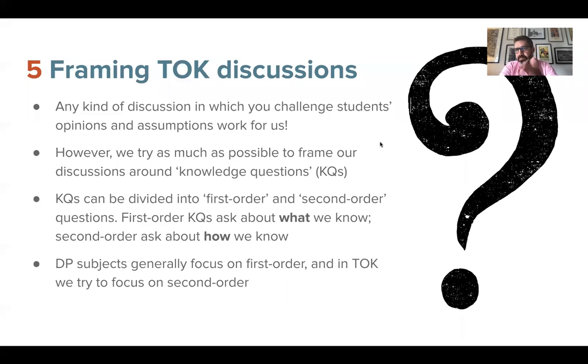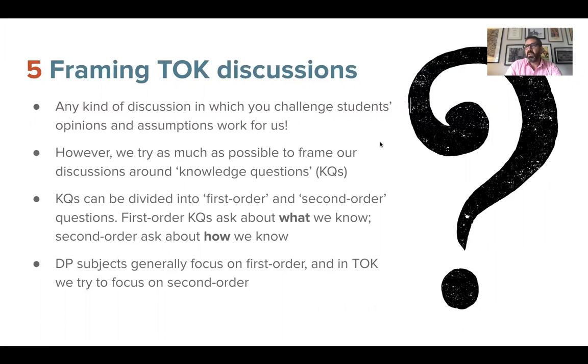So how do we do it? How do we frame our talk discussions? We try to do it in TOK by asking questions about the world, which we call knowledge questions. Now, you can divide knowledge questions into two types, really. First order knowledge questions, which is directly about the world, which is sort of what you do in ordinary DP subjects. And there are second order knowledge questions, which is how we know.